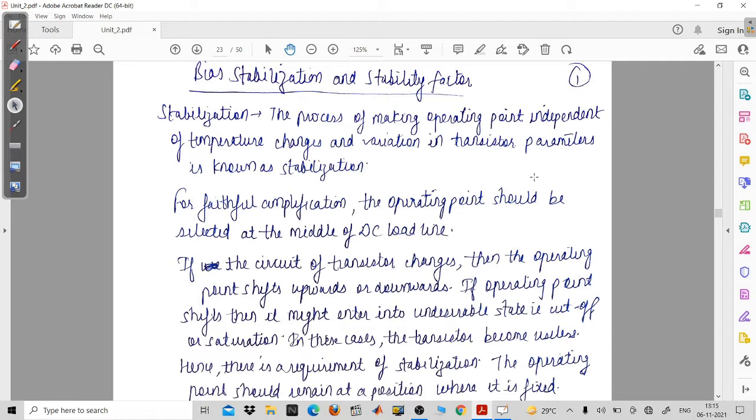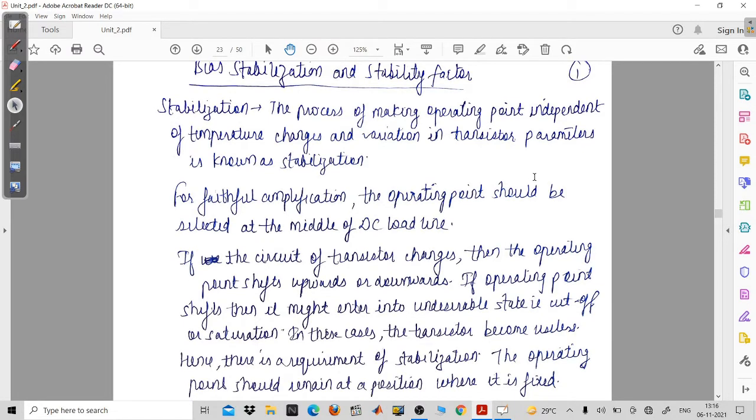Because if you have selected the operating point near the cutoff and the saturation region, then in that case the waveforms of the IC and the VCE will be clipped off. But this IC depends upon some factors, and because of that there is a requirement of stabilization.